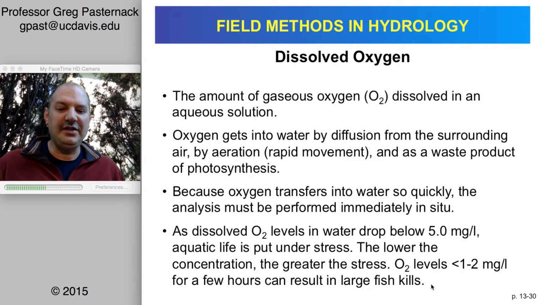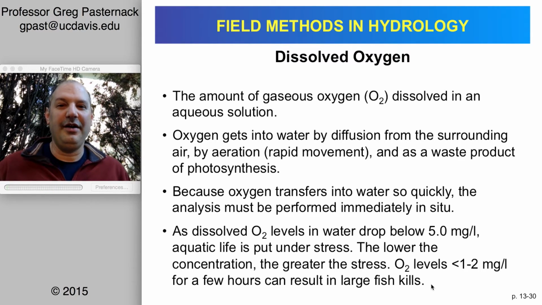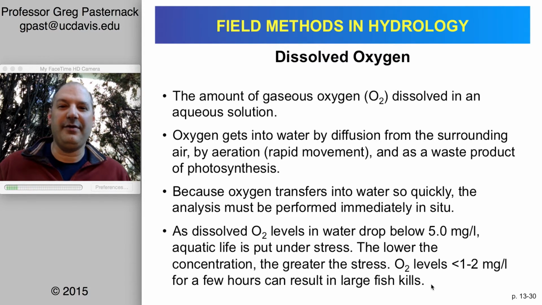Because oxygen transfers into water so quickly and leaves water under biological conditions, if you have a sample that has a really low oxygen concentration from some impaired river and you pull it out and put it on your table, in 20 minutes or an hour later it's going to be totally different. So you really have to measure dissolved oxygen in situ or immediately upon taking it out of the main water body.